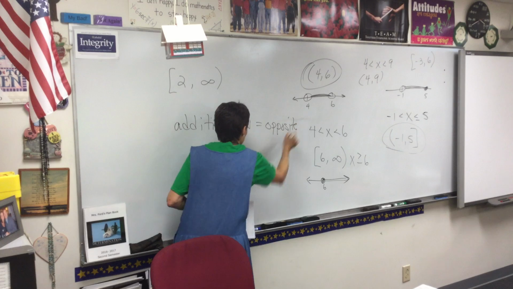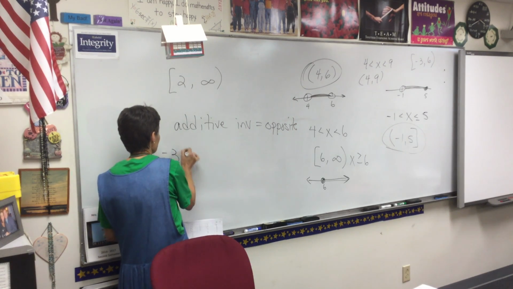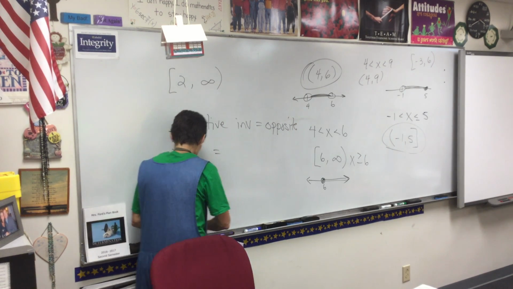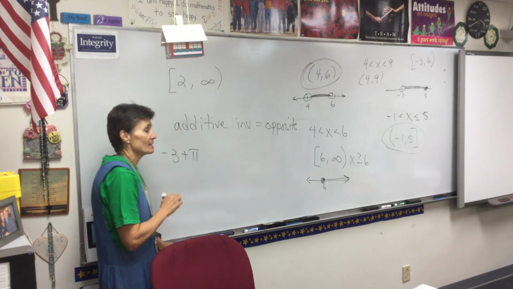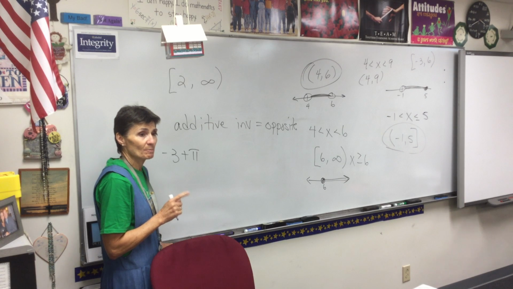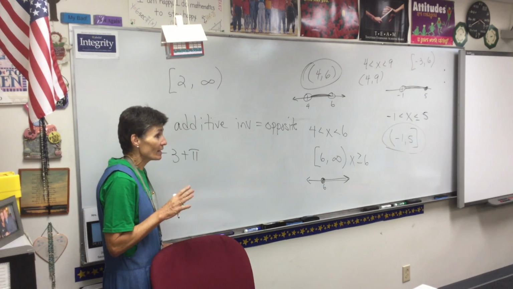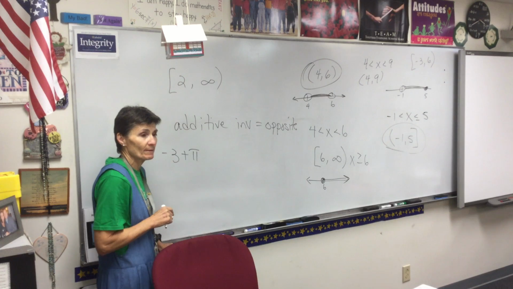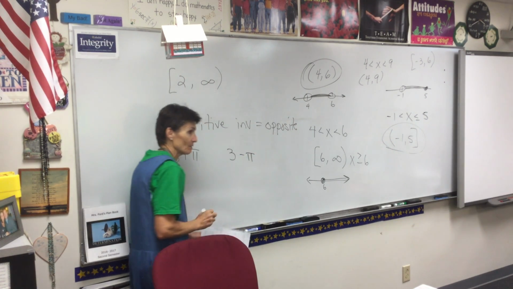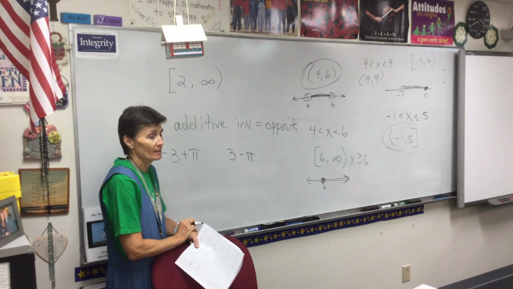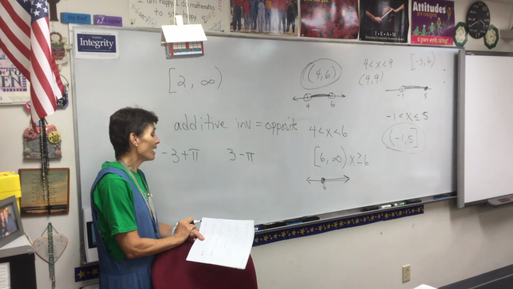So if I ask you, what is the opposite, not equals, that's a bad choice. If I said, what is the opposite of -3 plus pi, take a wild guess. What's the opposite of -3? 3. If you said 3 minus pi, you are exactly right. That is the opposite.